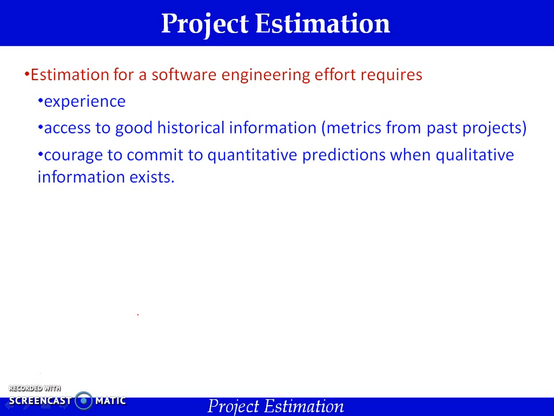Project estimation. Estimation for software engineering requires 3 kinds of skills. One is experience. If the person involved in estimation has enough experience in previous projects, we can rely on the estimation. The second is access to good historical information. If the estimation information related to the previous projects is available, estimation will be easier. Also, the courage to commit to quantitative predictions when qualitative information exists. That also will be helpful.